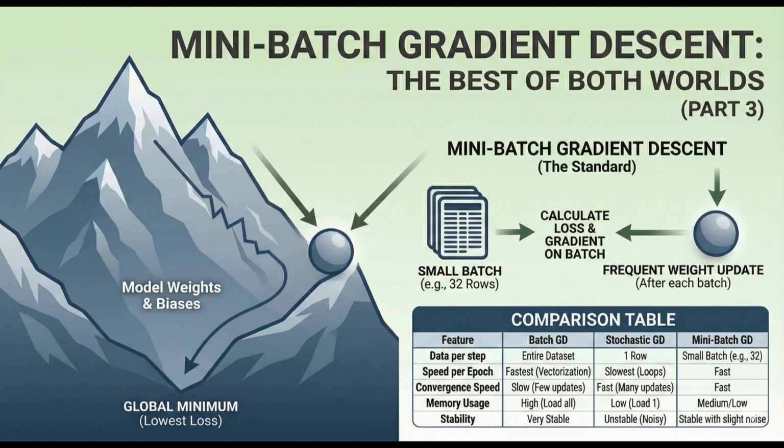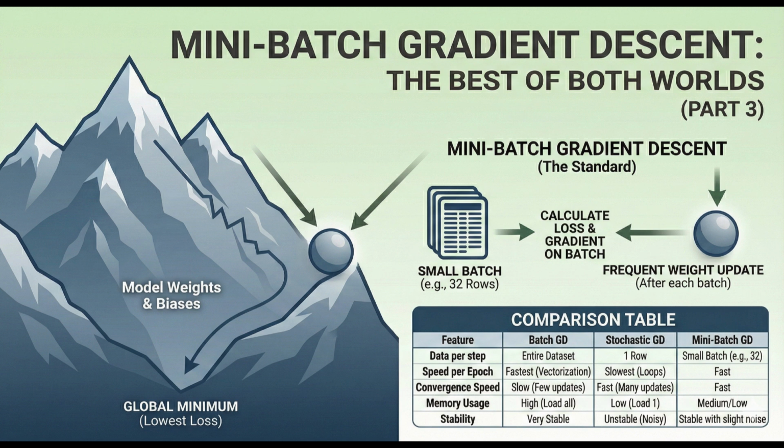Now, for the hero of the story, mini batch gradient descent, part 3, often called the best of both worlds. Most of the time, this is what's used in deep learning. Instead of the whole dataset or just one point, mini batch GD divides the data into small groups, or mini batches, like 32 or 64 data points. It updates the weights after processing each batch.